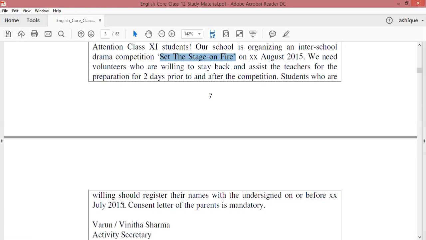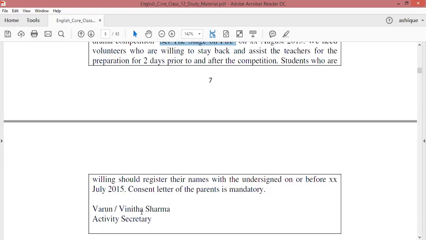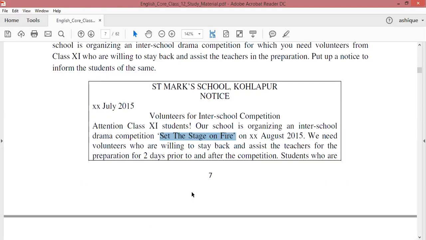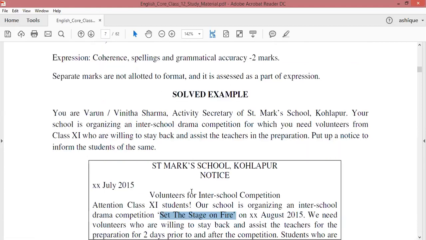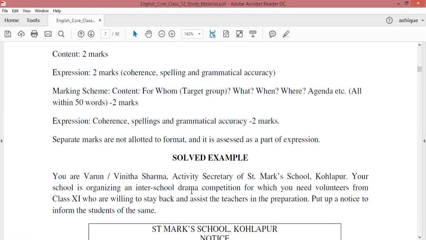And see, Varun or Vinita, whoever you may be, you may be a boy or girl, any one name, and activity secretary. The full designation, full name needs to be written. Don't write just Varun or just Vinita. No short names will be used. Full names and with the designation. Got it clear? Okay, so this is all about notice writing, what we are talking about.